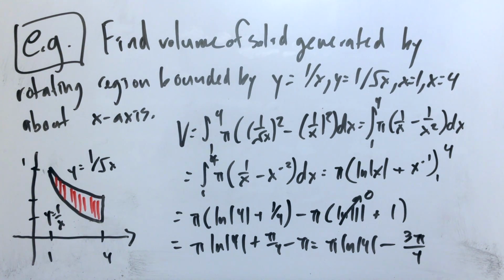Well, this will give us a positive number so long as the natural logarithm of 4 is bigger than 3/4, because then pi times that will be bigger than 3/4 of pi. Well, 4 is bigger than e, so since the natural logarithm of e is 1, the natural logarithm of 4 is bigger than 1. So this is going to be bigger than pi times 1. It's bigger than pi, so this whole thing is bigger than pi minus 3 pi over 4, so it's positive.